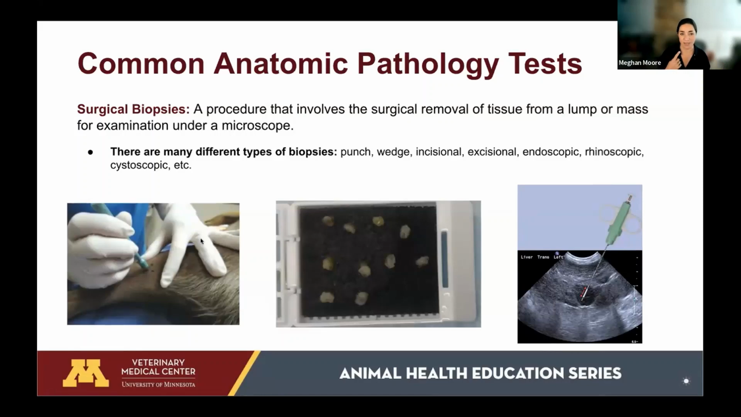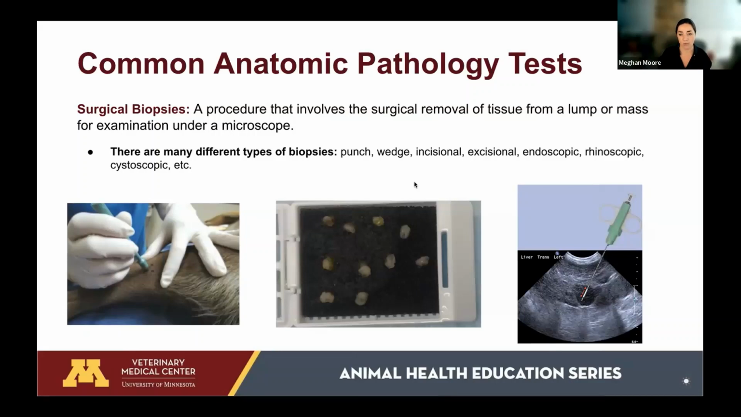Rhinoscopic is the same thing in the nose. So if your dog or cat has had chronic nasal discharge, and we're trying to figure out what's going on, we'll commonly take biopsies of the inside of the nose. And then cystoscopic would be of the urinary bladder and looking at that. So those are just some examples.